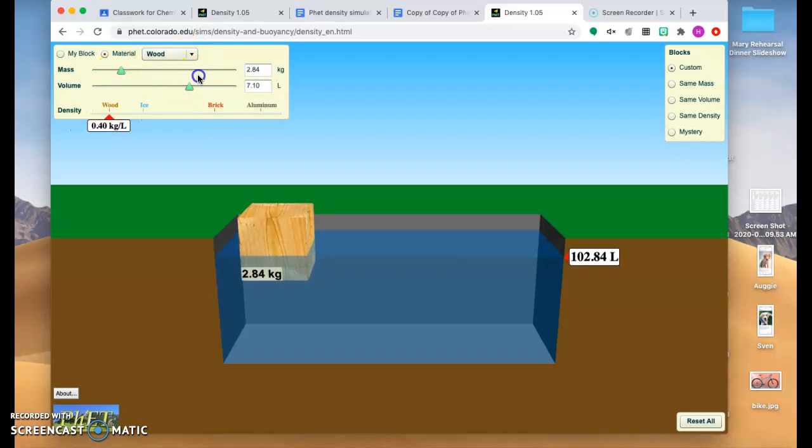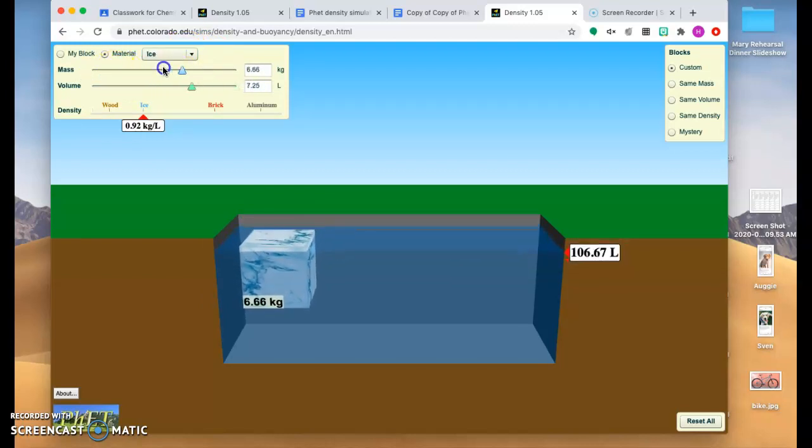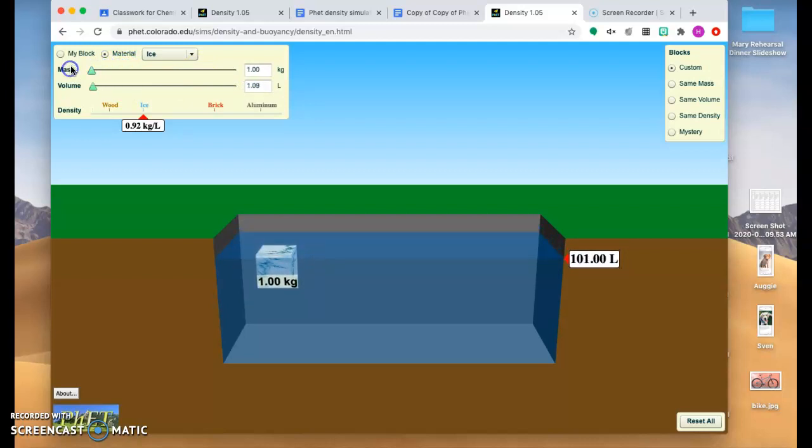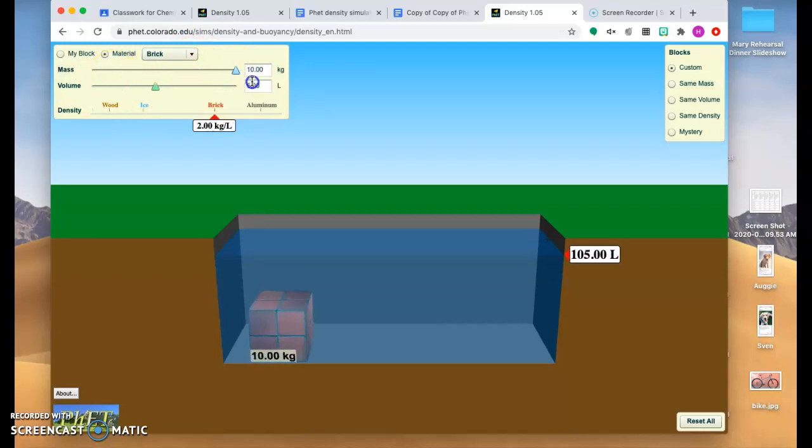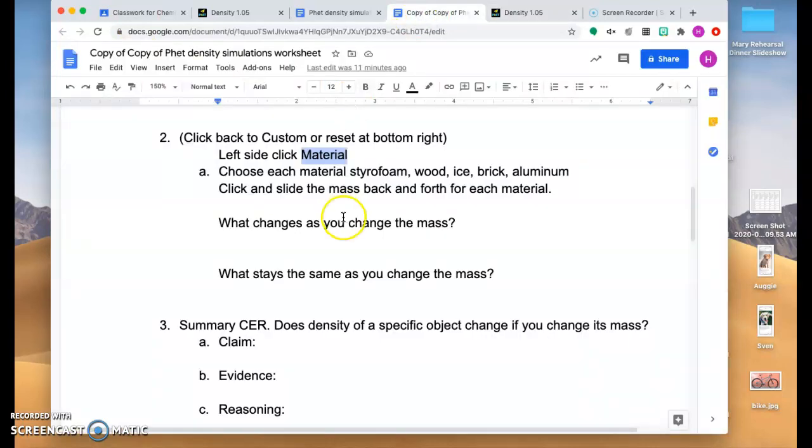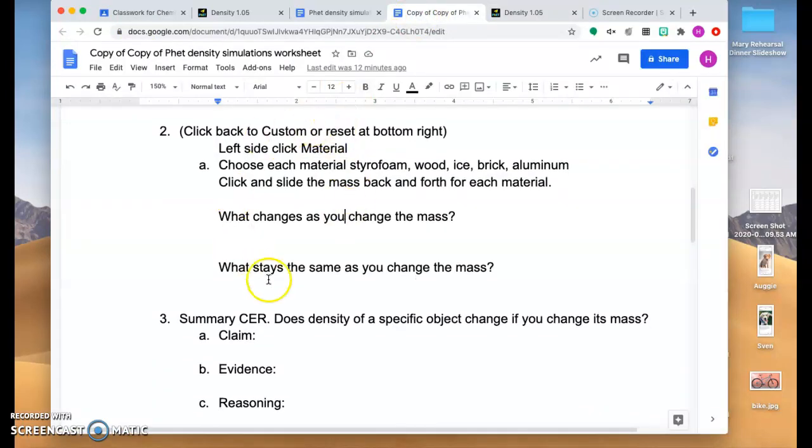If I try it for wood, same thing. If I try it for ice, same thing. A big block of ice is going to float just as much as a small block of ice. Brick, increasing the mass, decreasing the mass, that does not change its density. For all of these examples, density stays the same as I slide the bar across. Okay, so that should help you answer these questions.